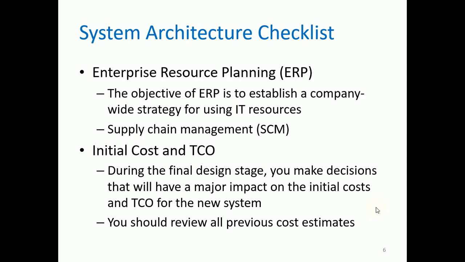So for the system architecture checklist, first we have enterprise resource planning, or ERP. What is the objective of ERP? It is to establish a company-wide strategy for using IT resources. An example of ERP is supply chain management.